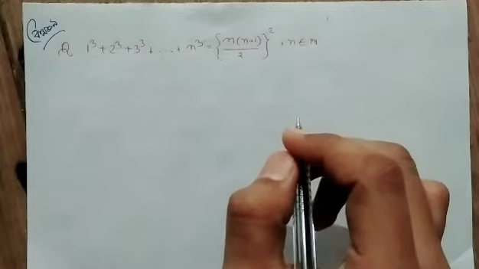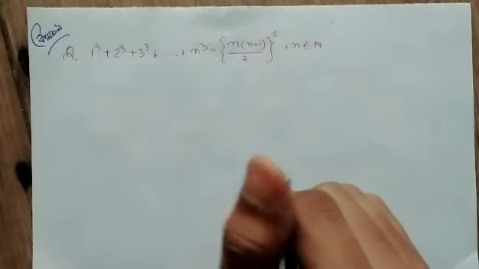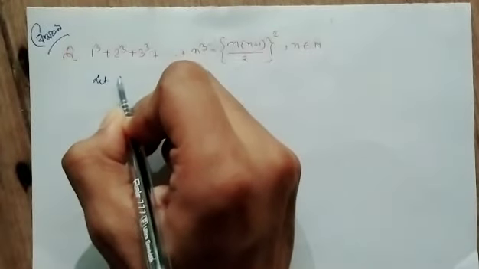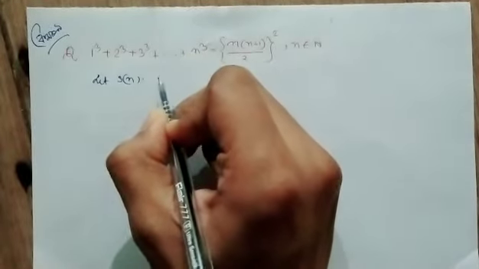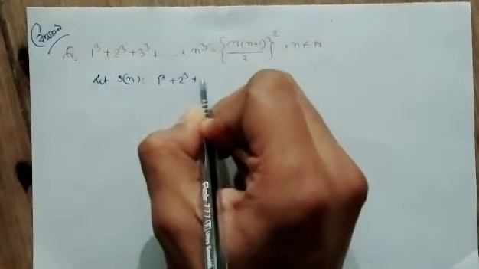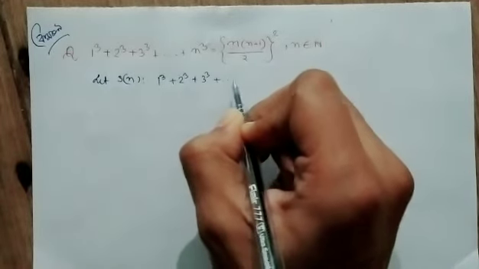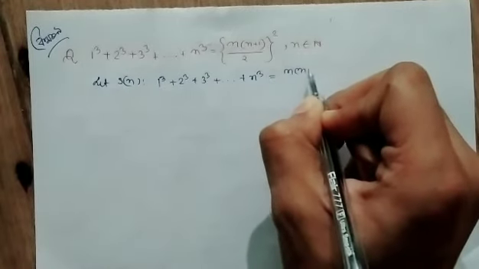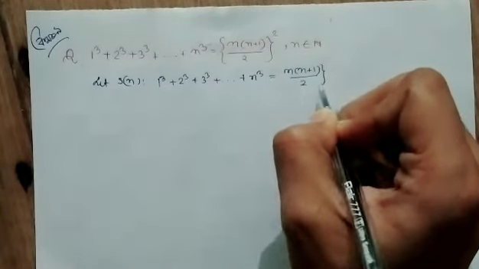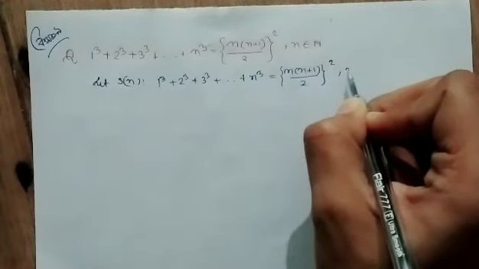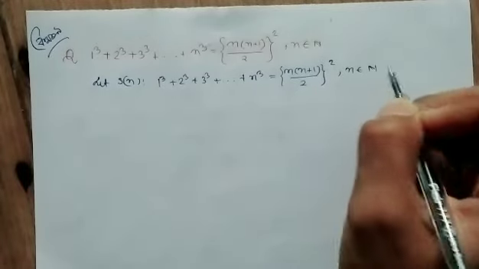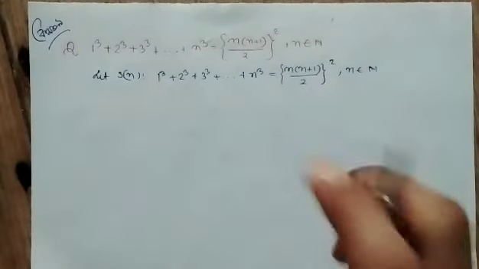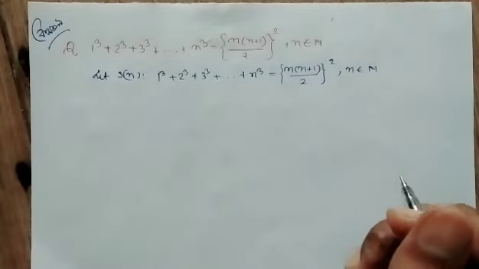As per the convention, we will first define this statement. So let Sn be 1 cube plus 2 cube plus 3 cube plus dot dot dot plus n cube, equal to n into (n+1) divided by 2, whole square, for n belonging to the natural numbers. So at first we have defined this statement. So what is the next step then?